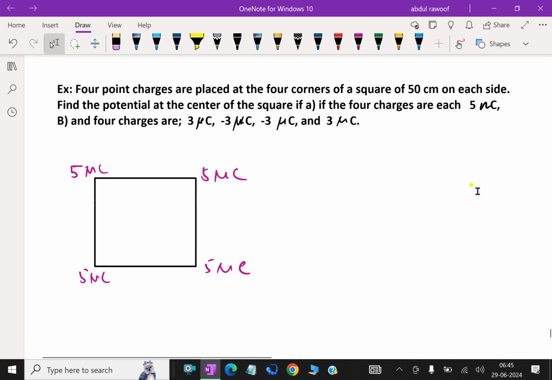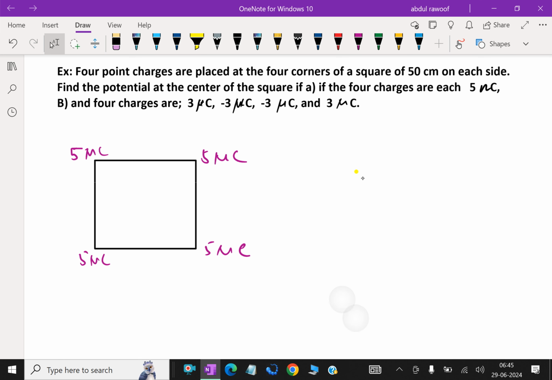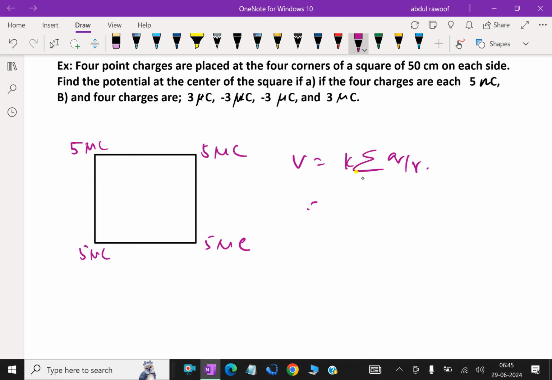Here, V equals K times sigma Q over R. Here, K is 9 into 10 power 9 Newton meter square per coulomb square.